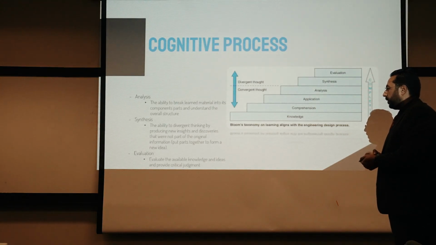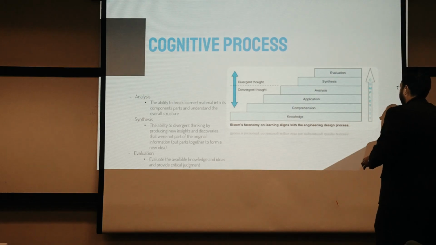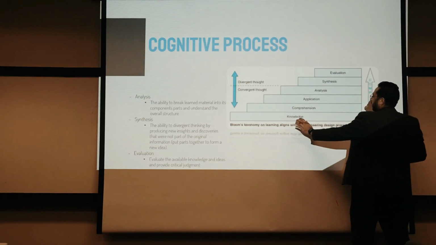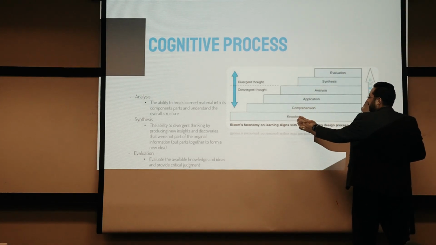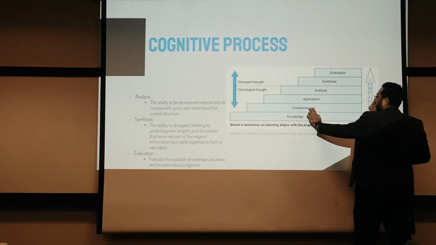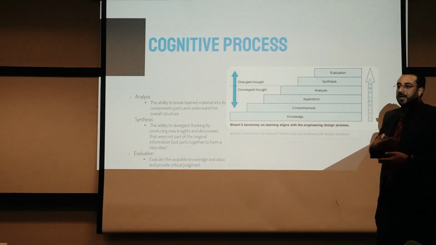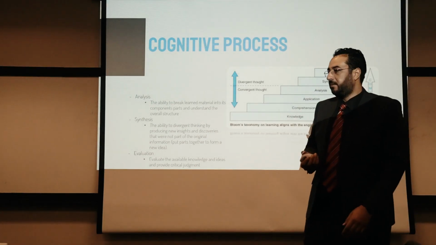Eventually, you evaluate, you'll be able to have critical thinking, critical judgment, evaluate the available knowledge and ideas. You can see here, we start with the basic one, knowledge, then comprehension, being able to digest that knowledge, then applying the knowledge by combining knowledge and comprehension into application, analyzing the knowledge you have, and trying to produce new ideas and new thinking and new concepts.